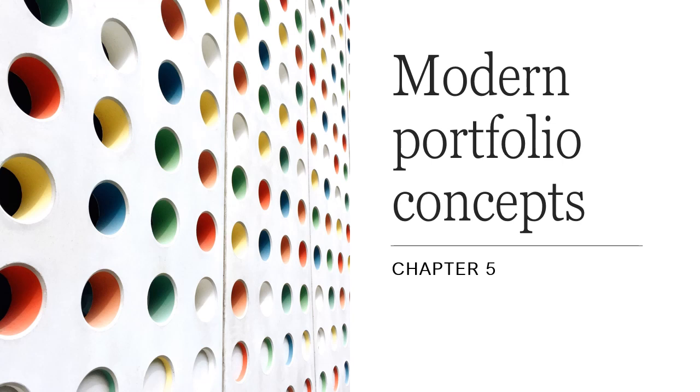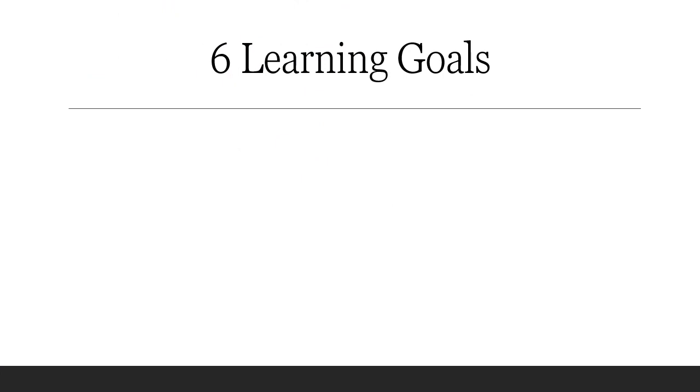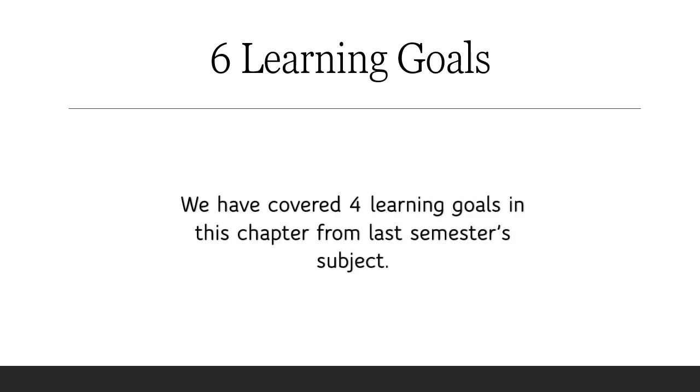We are now in chapter 5 with the title of Modern Portfolio Concepts. Principally, there are 6 learning goals that need to be understood for this chapter, which are clearly described in the slides. From the 6 learning goals, however, we essentially have covered the first 4 goals from the last semester subject, which is Financial Management under chapter 9 with the topic of Portfolio Management.